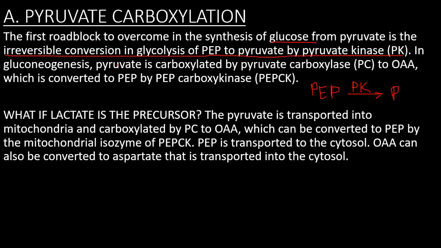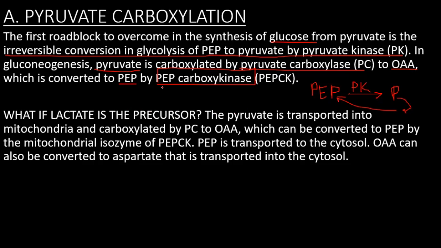How will you do that? First, you must convert pyruvate to oxaloacetate. The conversion of pyruvate to oxaloacetate is a carboxylation, so a carboxylase will be used, the pyruvate carboxylase. Then you convert the oxaloacetate to phosphoenolpyruvate, a reaction catalyzed by phosphoenolpyruvate carboxykinase. Those two will bypass this reaction. So first convert pyruvate to oxaloacetate, then oxaloacetate to phosphoenolpyruvate.